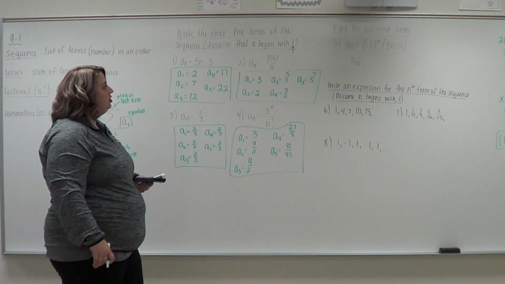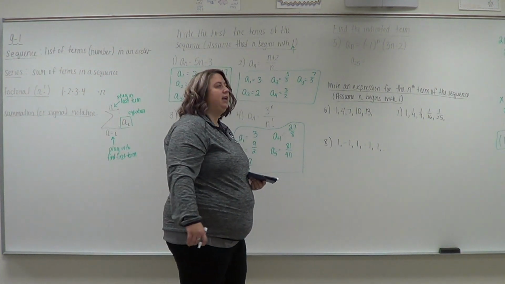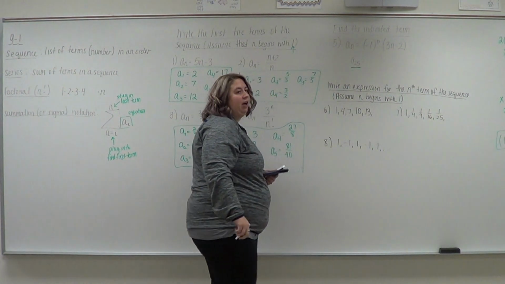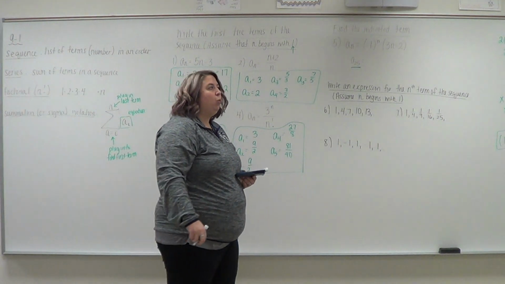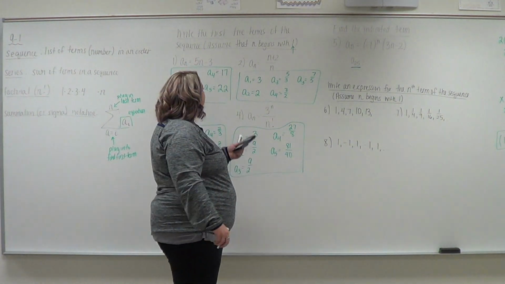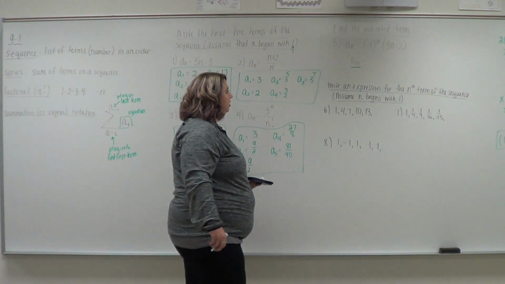Okay, next thing is you're just going to find the indicated term. It's going to tell you what you're plugging in. So this one says I'm going to find A25. That means you're going to plug 25 in for your n and solve. If there's multiple n's, just like we did on these first 4, plug them in for all the n's.